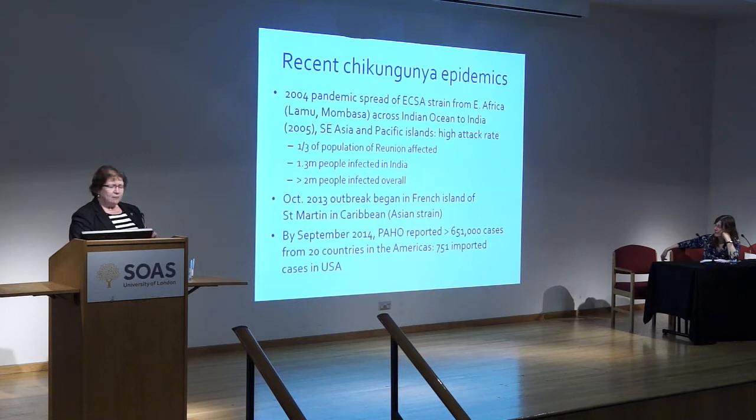So when a few cases were reported in the Caribbean 2.5 years ago, it was assumed that it would be the same lineage. But in fact, it turned out to be an Asian strain, and exactly how it got to the Caribbean is not completely clear. And within a year, huge numbers of cases had been reported, and it spread outwards from the Caribbean and through into the rest of the Americas.